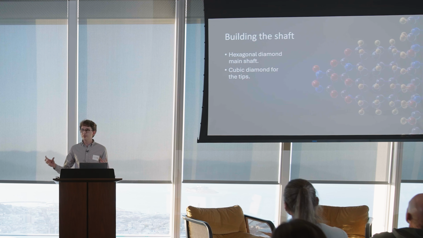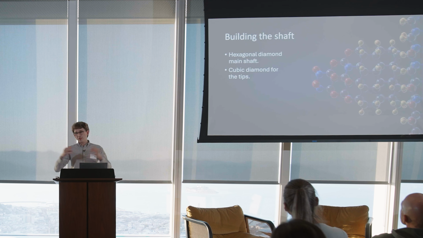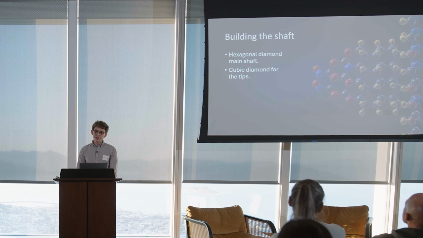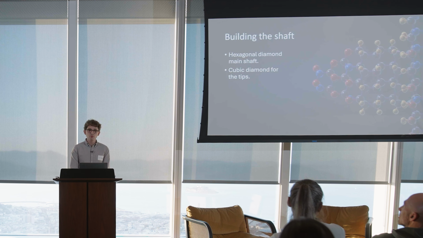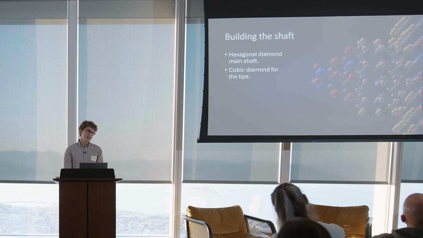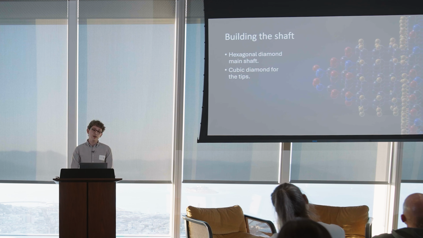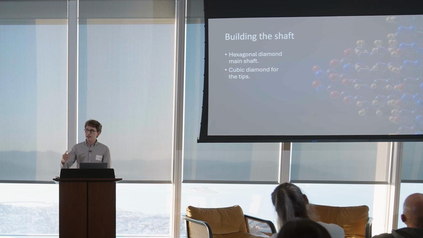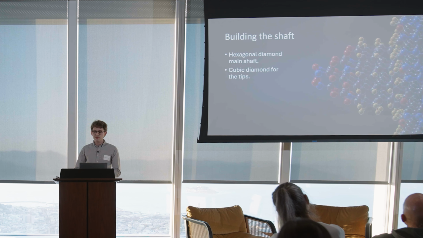But next, the gear needs a shaft. So what I'm going to do is I'm going to extrude a shaft out the middle of the gear using hexagonal diamond, and then I'm going to cap the ends using cubic diamond. And cubic diamond likes to make these tapered points. So that's perfect. I can make sort of 2 tapered points that will fit within cupped jewel bearings, allowing the gear to rotate. And again, I use oxygen and nitrogen to avoid the hydrogen atoms on the surface dangling and affecting the motion.